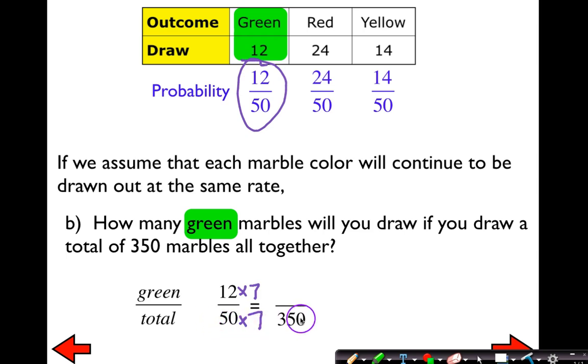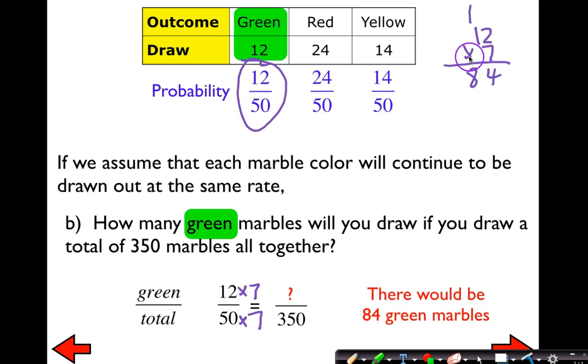So 7 times more draws, 7 times more greens. So 12 times 7, I'd expect there to be 84 green marbles.